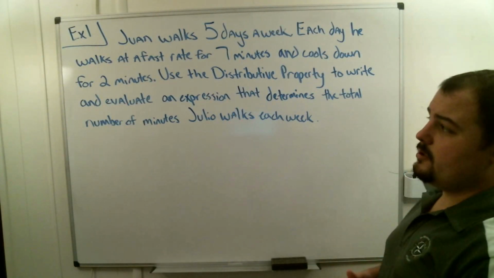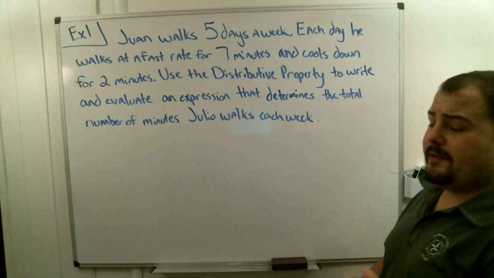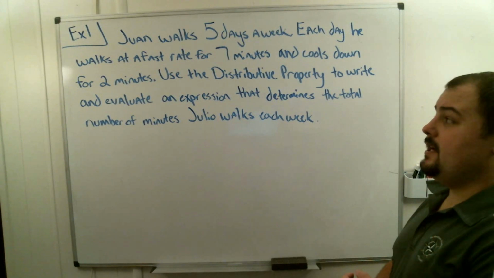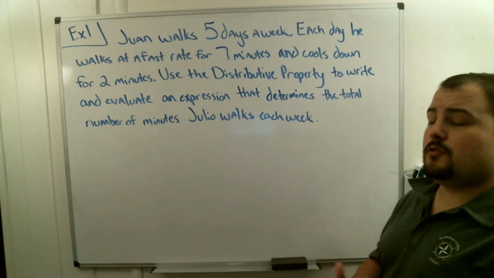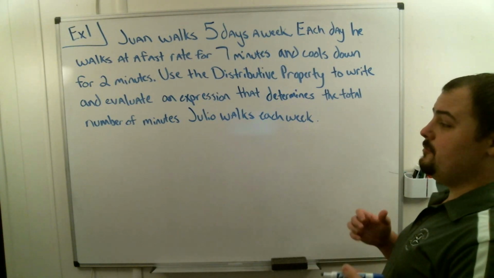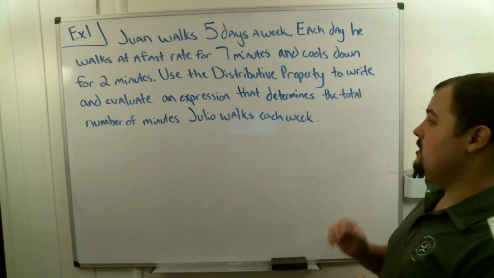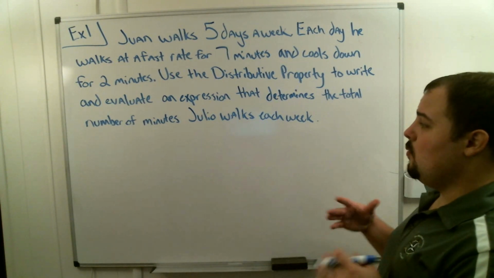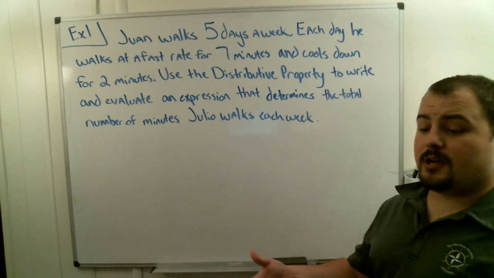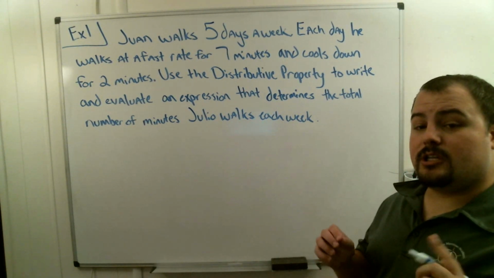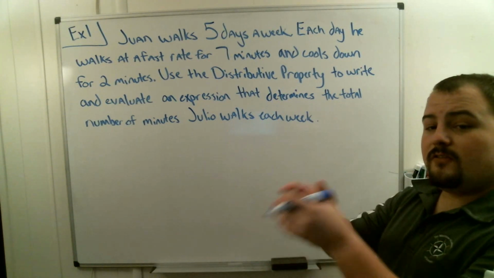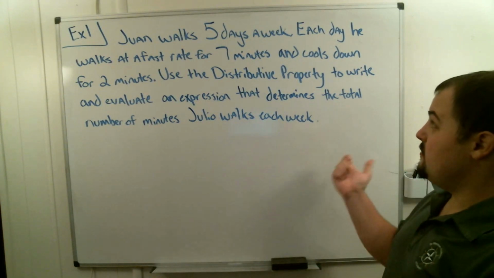In our first example, we're going to be talking about Juan and him walking 5 days a week. So here it says Juan walks 5 days a week. Each day he walks at a fast rate for 7 minutes and he cools down for 2 minutes. We're going to use the distributive property to write and evaluate, which means write and solve, an expression that determines the total number of minutes that Juan walks each week. So our goal is we have to use distribution. We're not just putting it all together. We're going to actually give to each one, because the word distribute means to give. So we're going to give that number to each one of those numbers that we see in this problem.